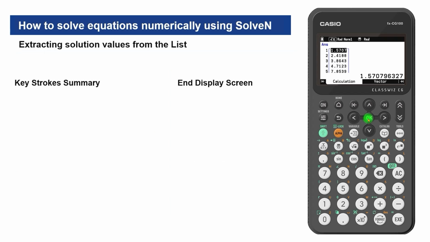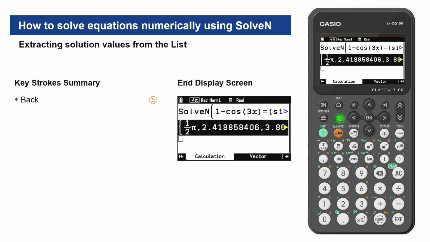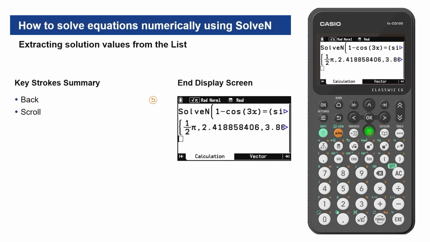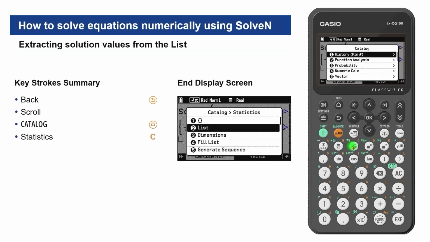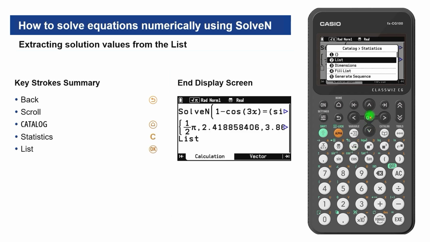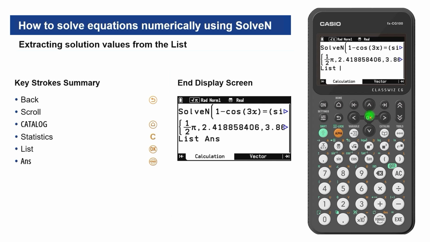Finally, it may be useful to extract values from the SolveN solutions if further calculation is needed. Exit the list with back. Scroll to a new input line and press Catalog. Either scroll or use the shortcut to navigate to Statistics. Select List to input the list command. We need to refer to the list of answers from SolveN, so press alpha and format for ANS. To specify a particular item in this list, open a square bracket.